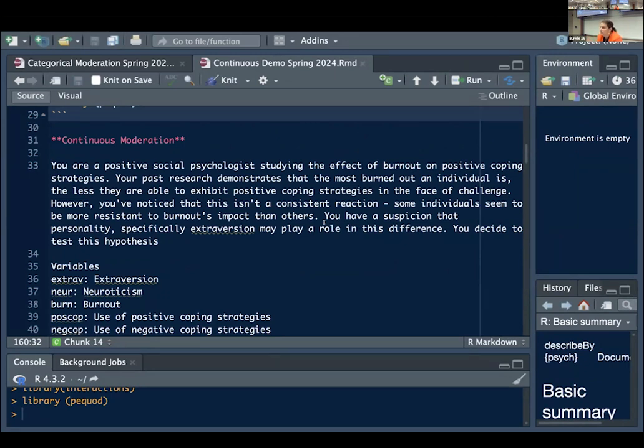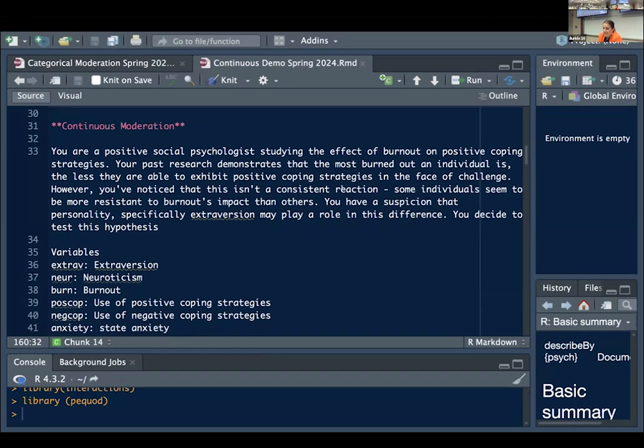It's multiple regression code. So you are a positive social psychologist studying the effect of burnout on positive coping strategies. So burnout is our predictor, positive coping outcome. Your past research demonstrates that the more burned out an individual is, the less they're able to exhibit positive coping strategies in the face of challenge. However, you've noticed that this isn't a consistent reaction. Some individuals seem to be more resistant to burnout's impact than others. You have a suspicion that personality, specifically extroversion, may play a role in this difference. You decide to test this hypothesis.